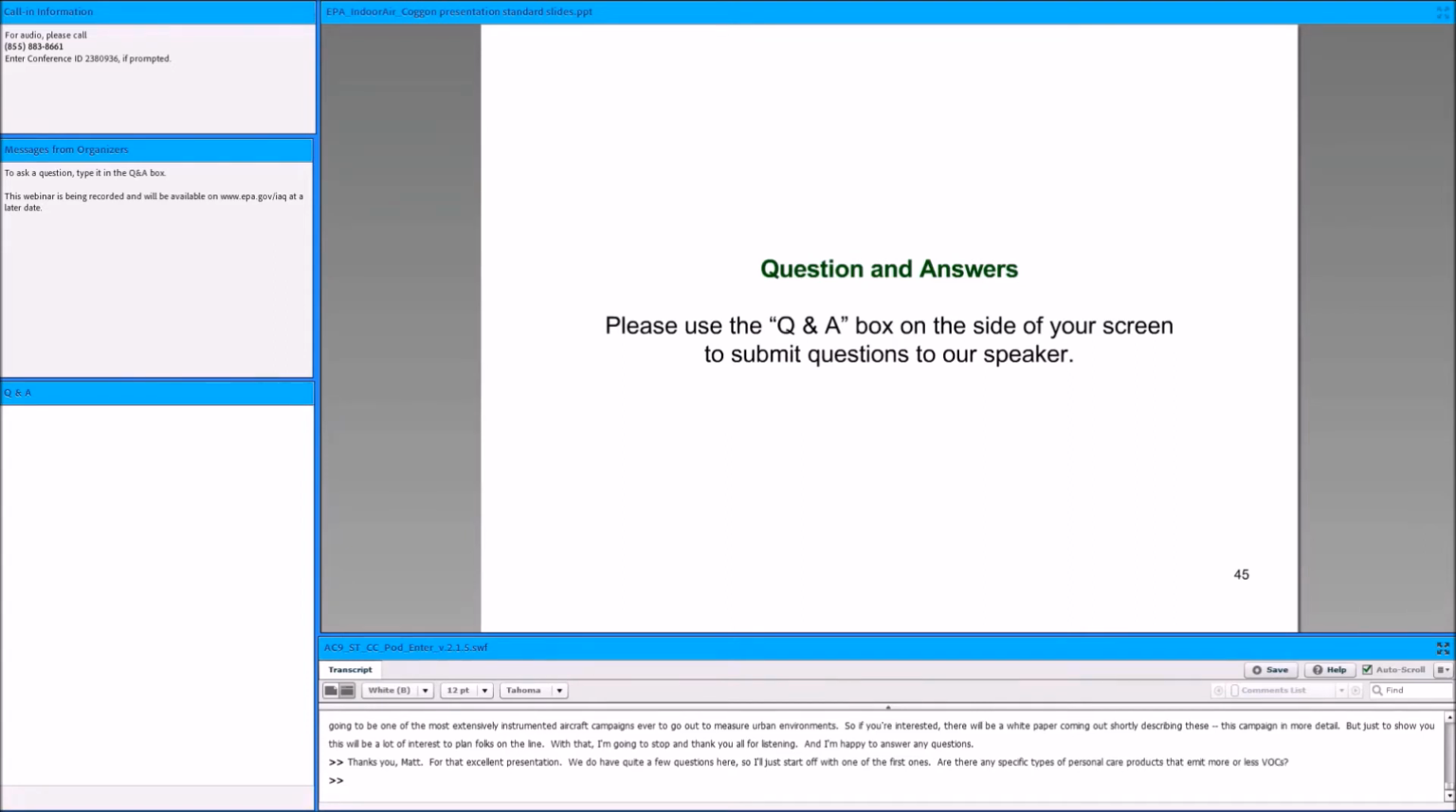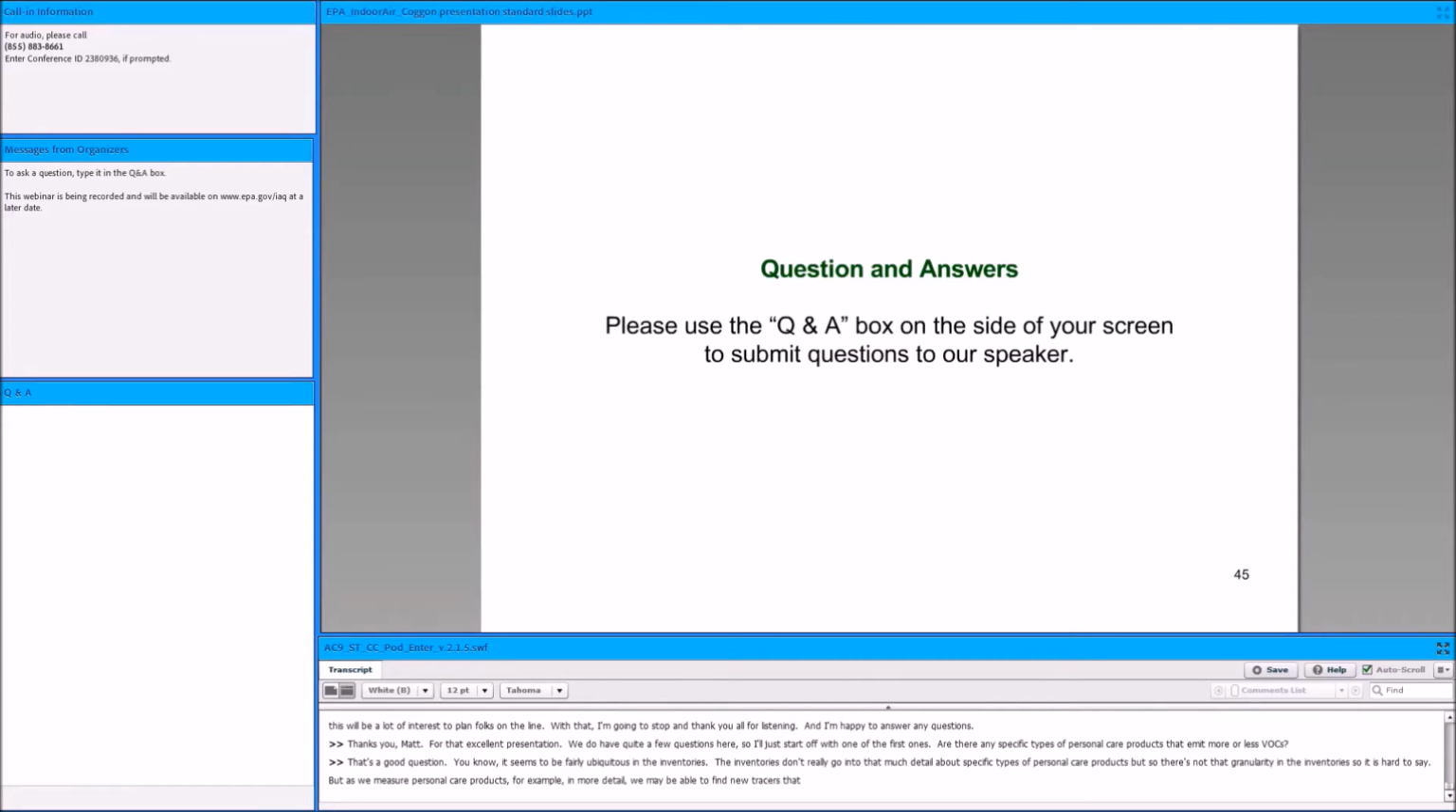That's a good question. It seems to be fairly ubiquitous in the inventories. The inventories don't really go into that much detail about specific types of personal care products, so there's not that granularity in the emission inventory. So that's hard to say, but as we measure personal care products, for example, in more detail, we may be able to find new tracers that link them to specific types of products.